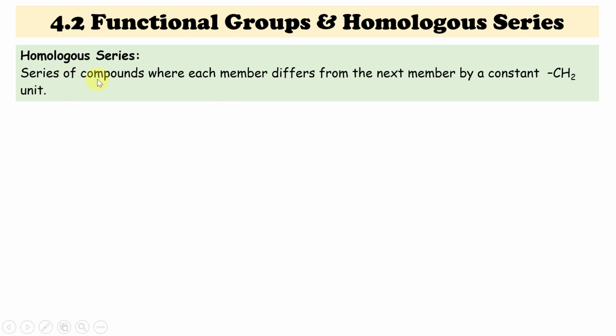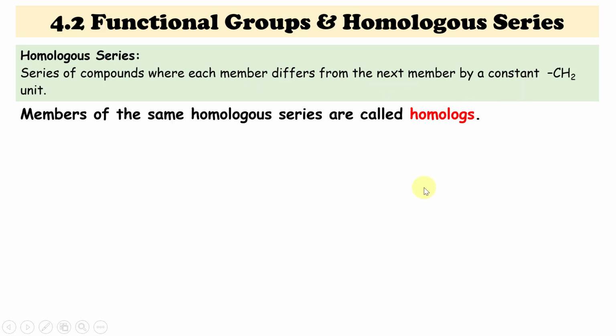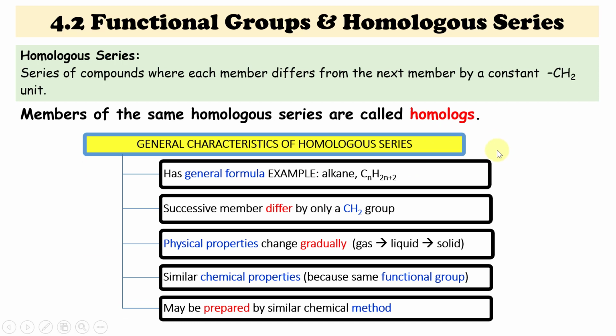Homologous series is a series of compounds where each member differs from the next member by a constant CH2 unit. The characteristic of the homologous series is it must have a general formula. The successive members differ only by the CH2 group. Its physical properties change gradually. It has similar chemical properties and it may be prepared by similar chemical methods.